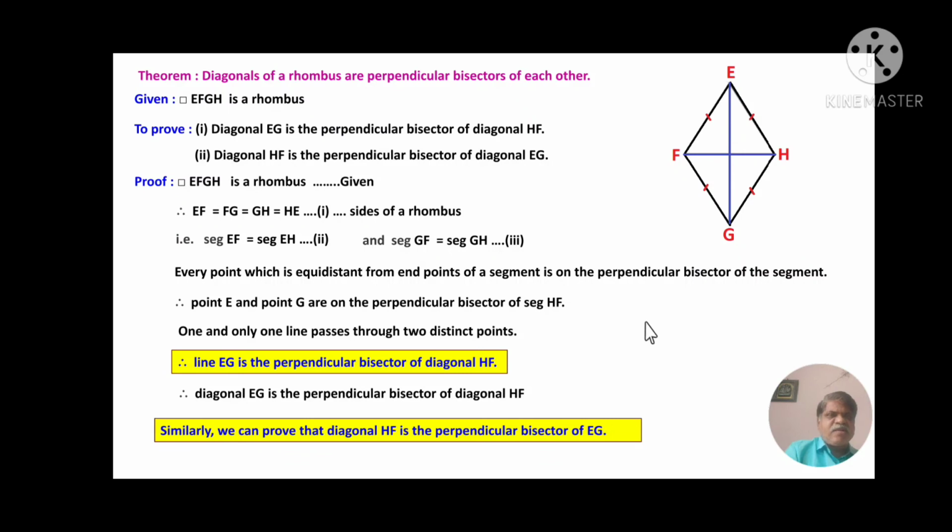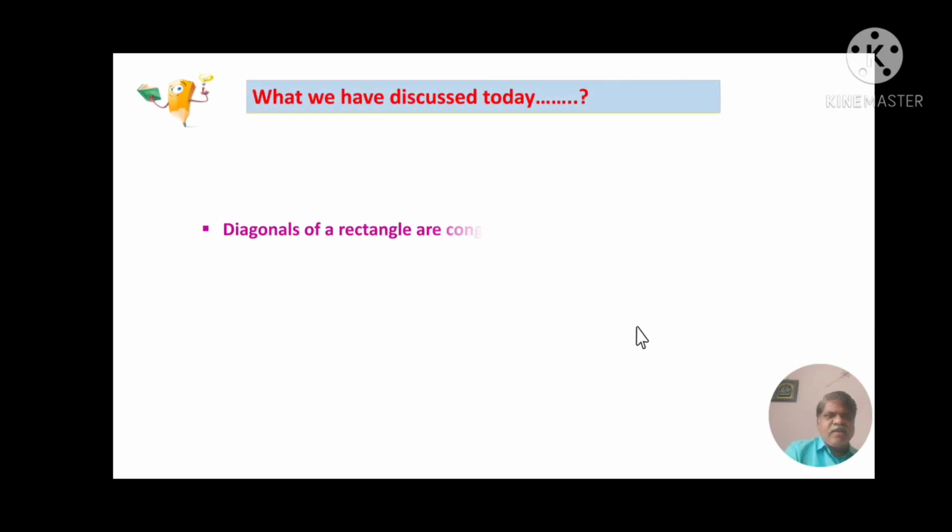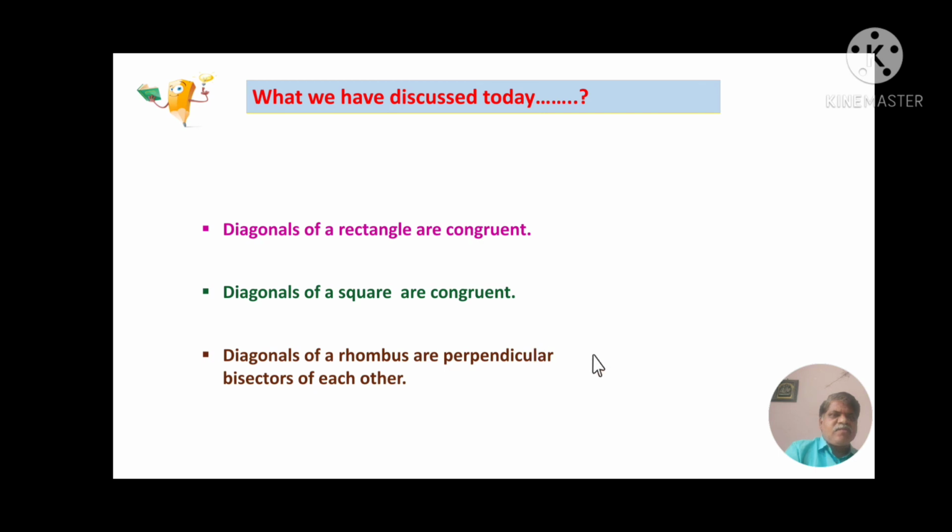So friends, I think you understood these 3 problems, very important. So what we have discussed today is diagonals of a rectangle are congruent, diagonals of a square are congruent, diagonals of a rhombus are perpendicular bisectors of each other. In this session, all these points we have covered, these theorems we have discussed.